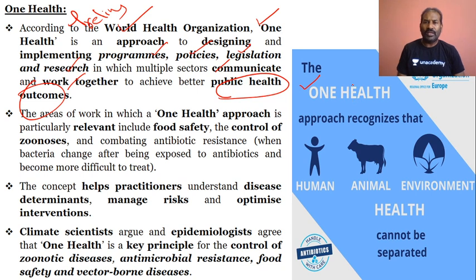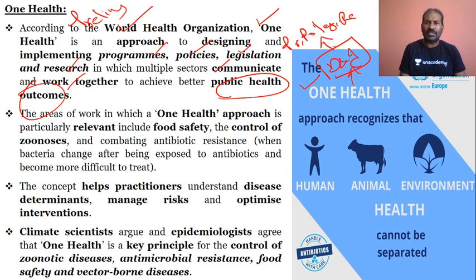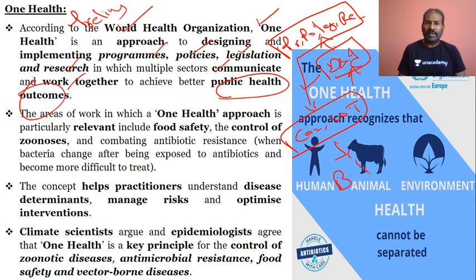So what is important is that One Health is about designing and implementing programs, policies, legislations and research. Why? To communicate and work together, for the better public health outcome. So ultimately it is because of the public health outcome. One Health is an approach that has come forward to design and implement programs, policies, legislations and research which will communicate and work together for better public health outcomes.